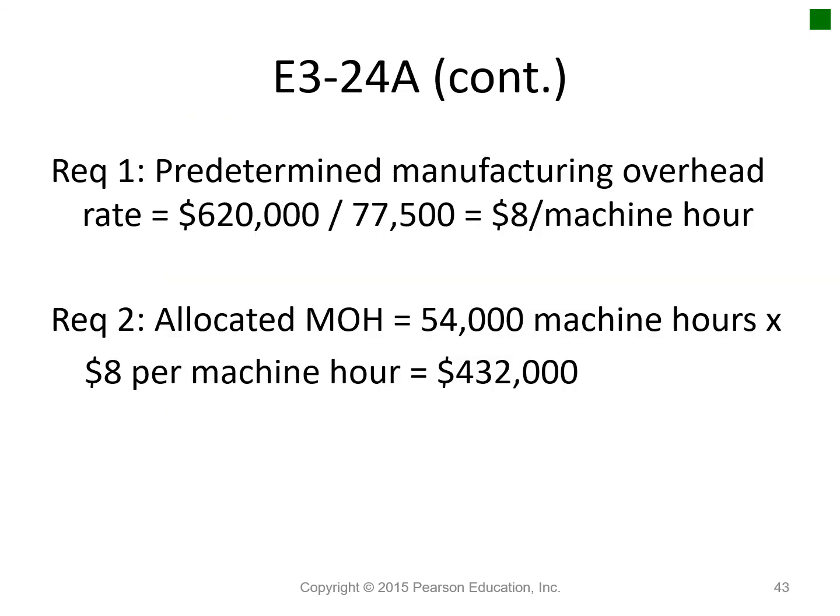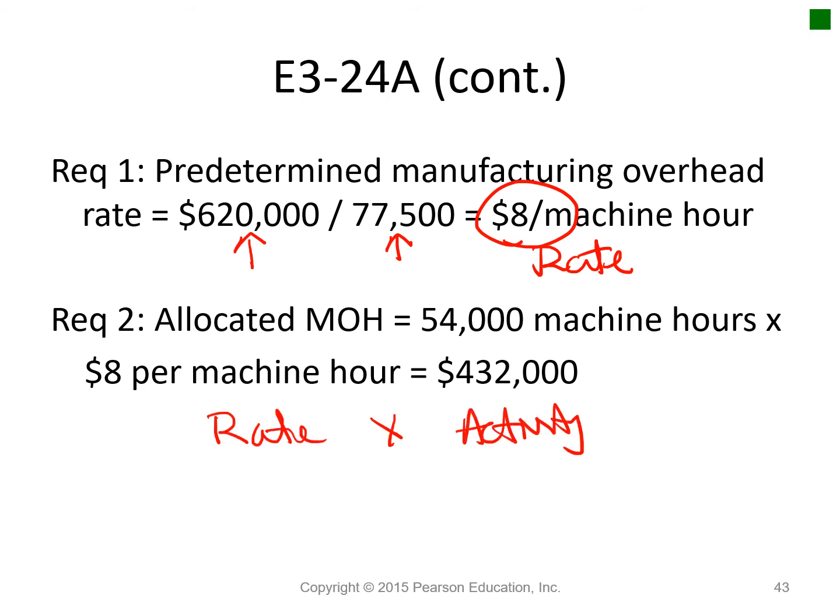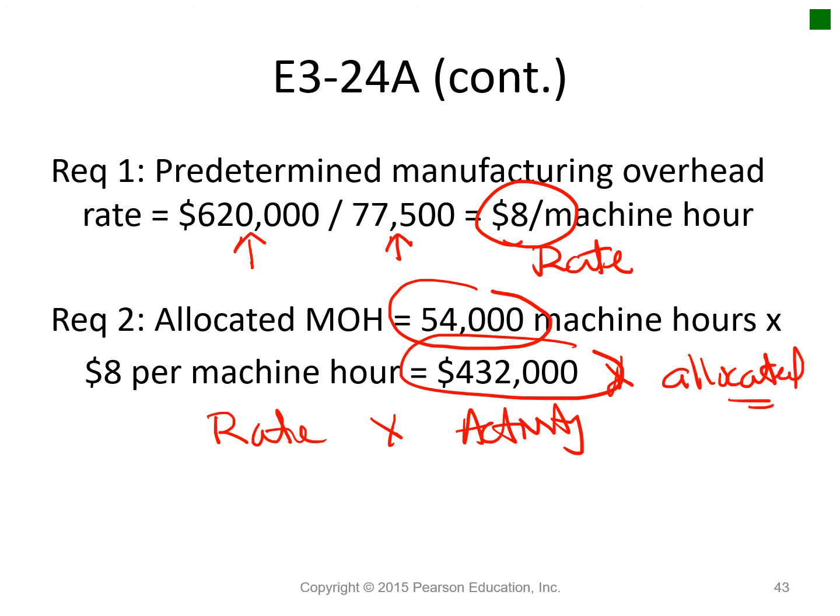So notice, to get the rate, you take that estimate. You go back to the previous slide. Here's your estimated overhead. There's your estimated activity. Our rate is $8 per machine hour. Next up, you have to allocate it. So you take the rate and you multiply it by the activity. And the activity, go back and find it. The actual machine hours were 54,000. So you take 8 times 54,000. This number right here, guys, the 432, that's going to be the allocated overhead to the jobs.